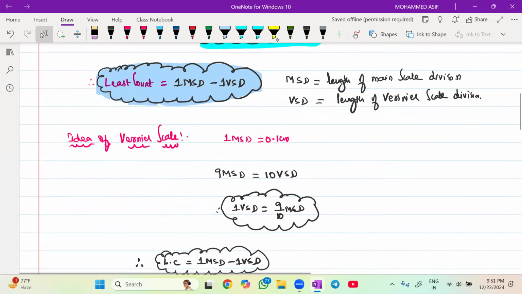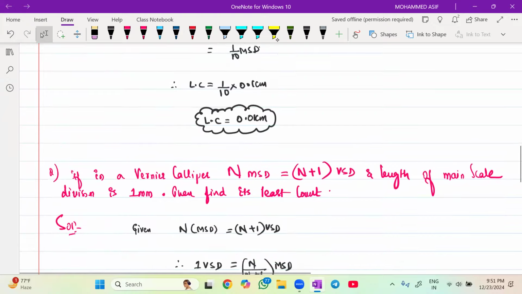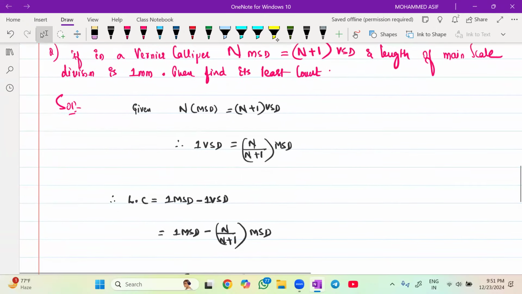Shall I tell you once again? Please repeat once, sir. Okay, fine. See this one, beta. In a Vernier caliper, it is given in the problem that N main scale divisions coincide with N plus 1 Vernier scale divisions, and the length of the main scale division is 1 mm. Find the least count. Given in the problem is N main scale divisions equal to N plus 1 Vernier scale divisions. This is given.